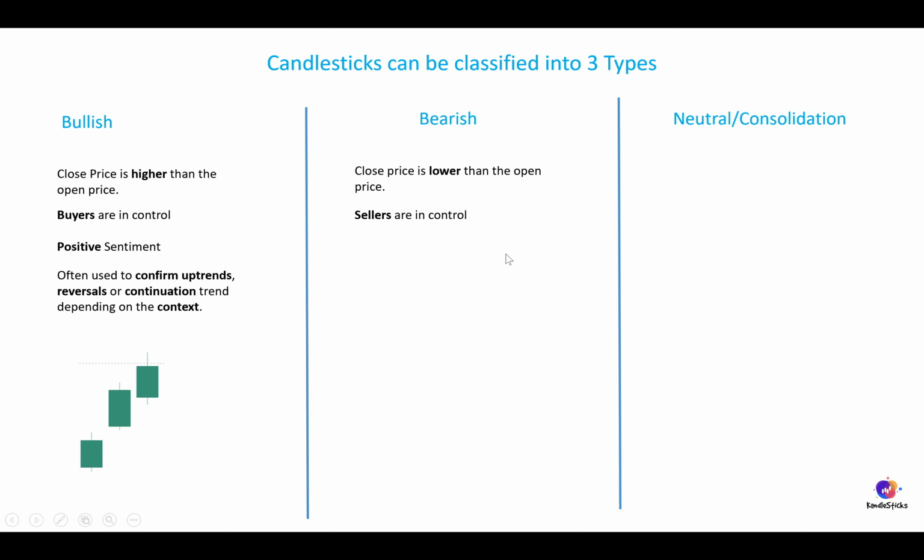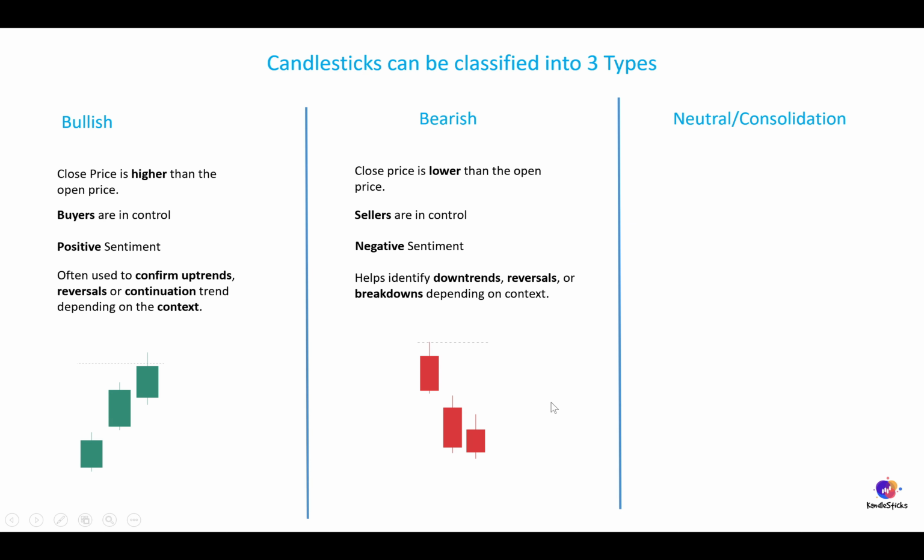And then sellers are in control. They are winning that war with the buyers because they're able to dominate the market. The overall sentiment is negative, and it helps us identify downtrends, reversals from a bullish market to a bearish market when prices are reversing down south, or breakdowns, depending on the context. We will learn all of this in detail.